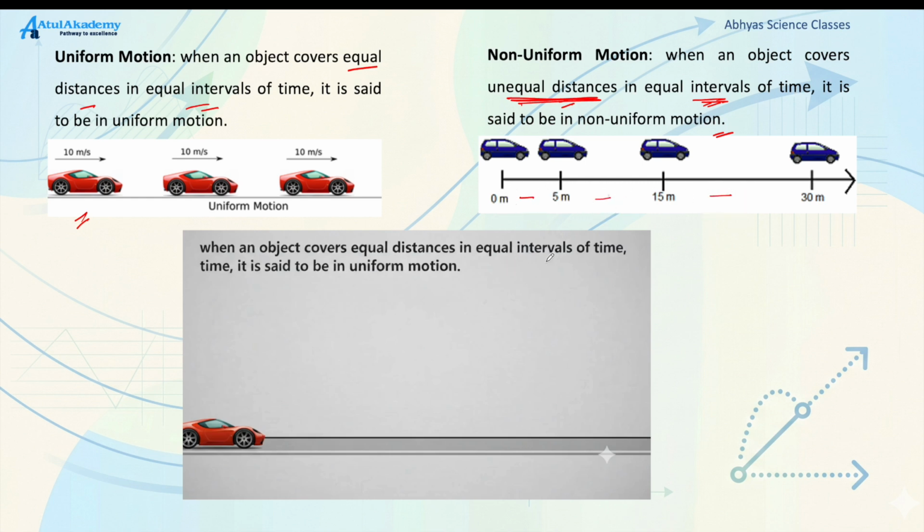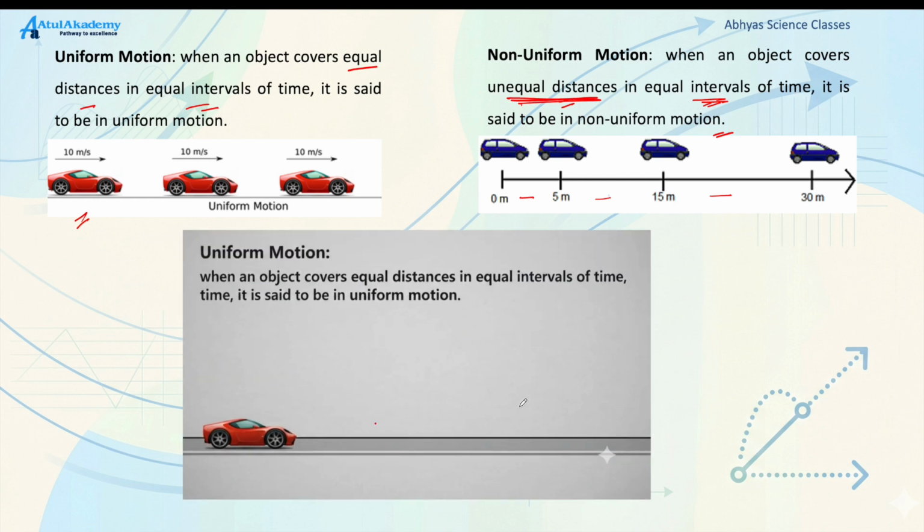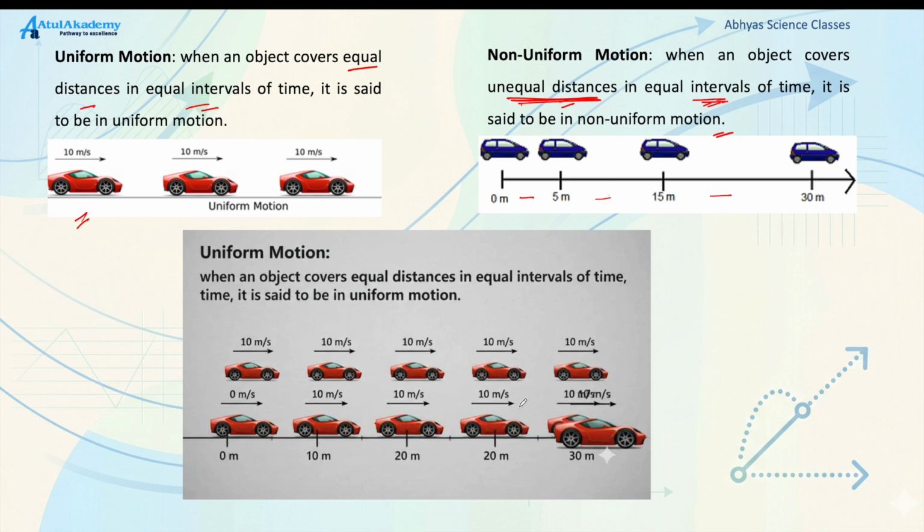So let's have a look at this video. Uniform motion: when an object covers equal distances in equal intervals of time. Here you see that the speed is the same, 10 meters per second, covering 10 meters in 1 second. But in this case, in every second the distance traveled keeps changing, right? So that's the difference between uniform and non-uniform motion.